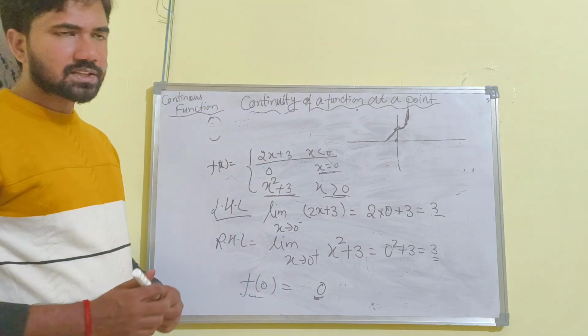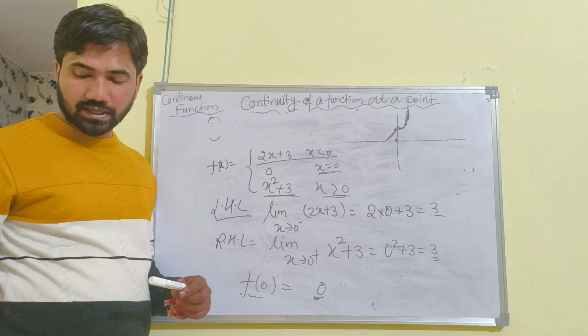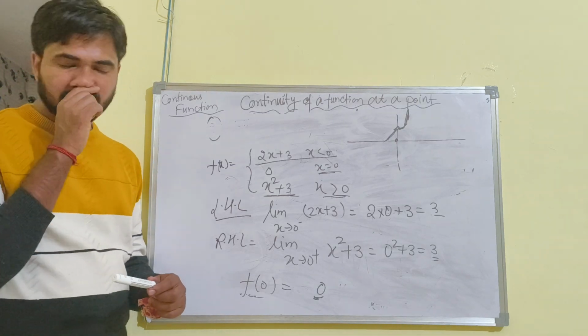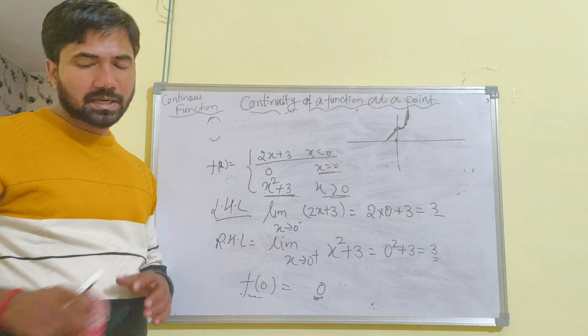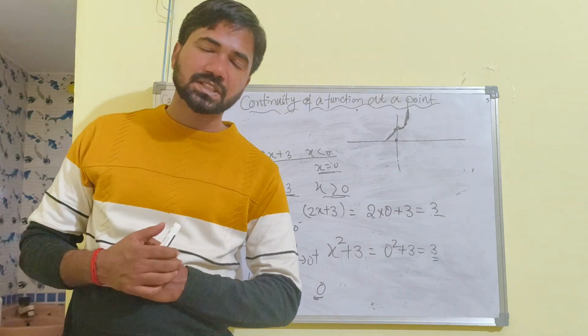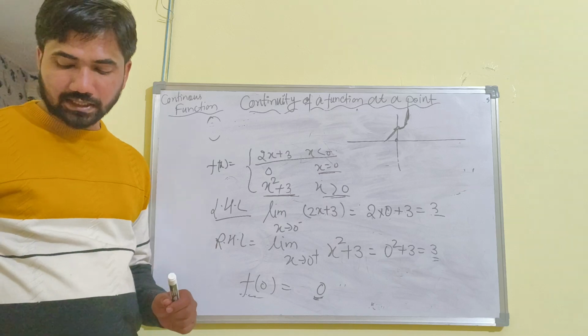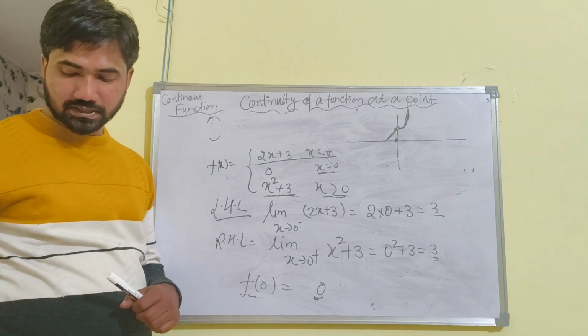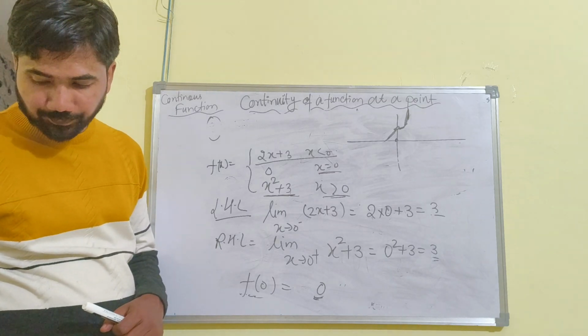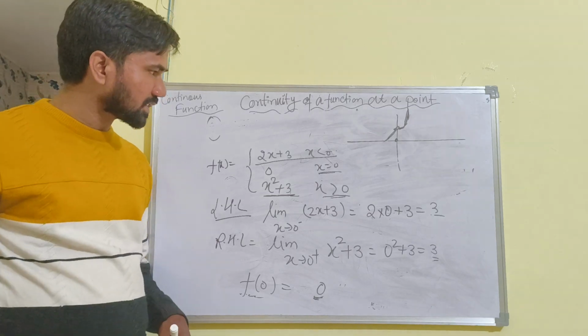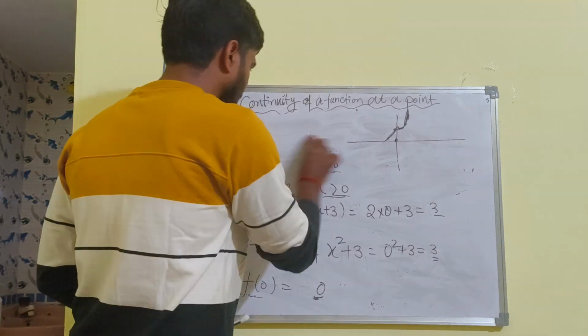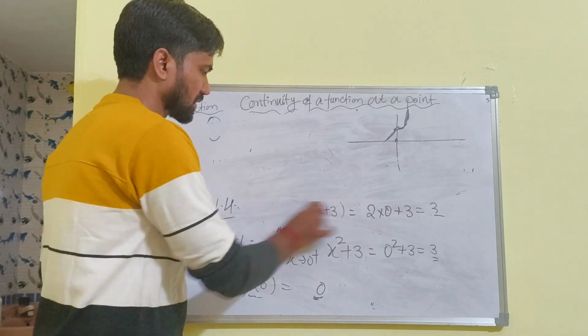Next, what is the case when it is a discontinuous case? Two we have discussed. First, when left hand limit is not equal to right hand limit. Second, when left hand limit and right hand limit both are equal but the value of function is not equal. Second case will come. So this is also a discontinuous function. Let's move next, the third one.